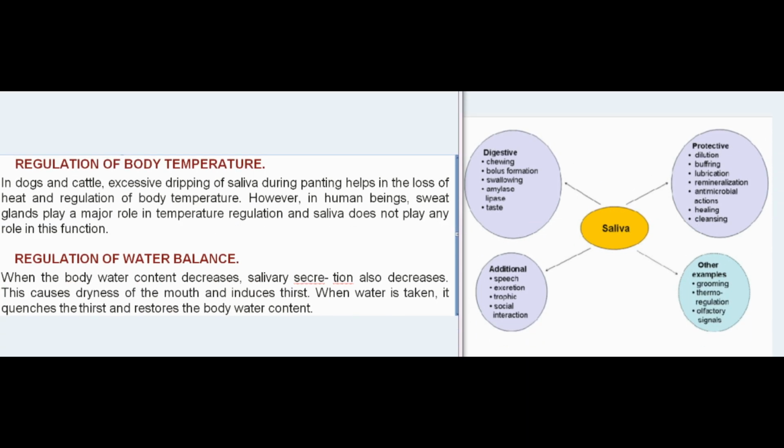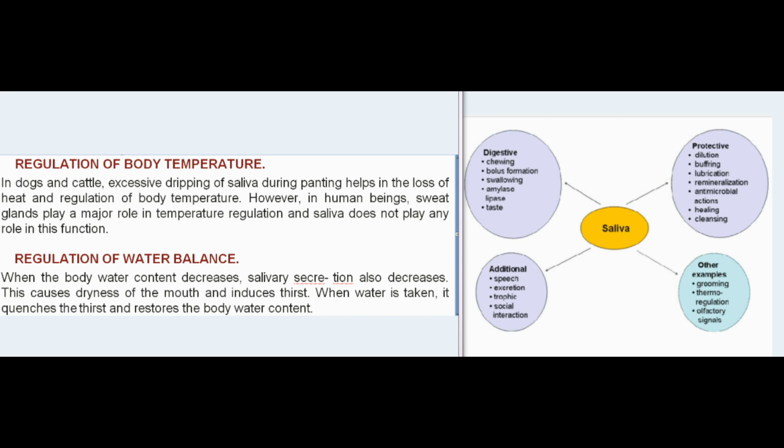Regulation of body temperature in dogs and cattle. Excessive dripping of saliva during panting helps in the loss of heat and regulation of body temperature. However, in human beings, sweat glands play a major role in temperature regulation and saliva does not play any role in this function. Regulation of water balance.